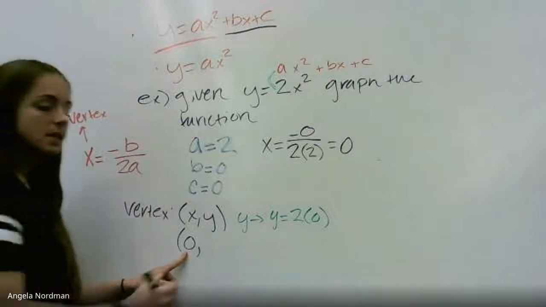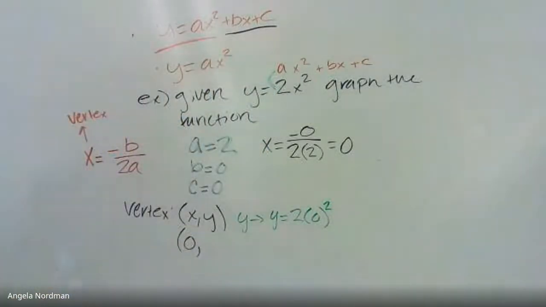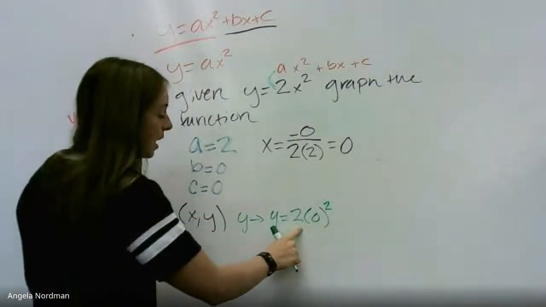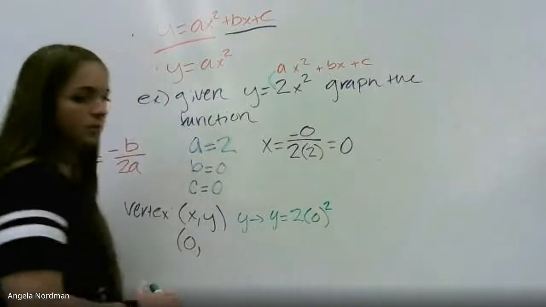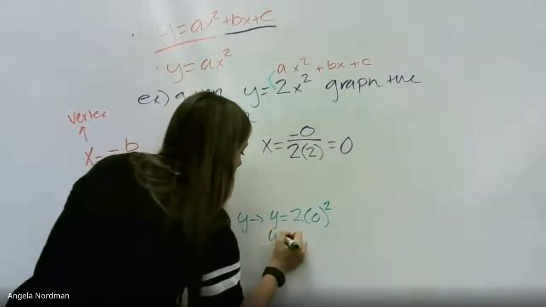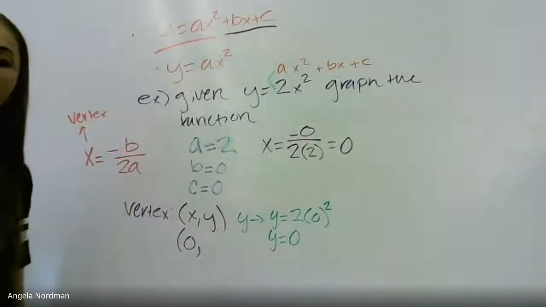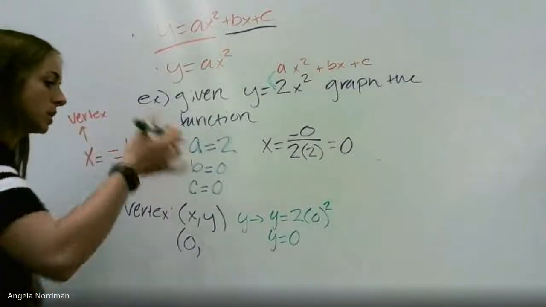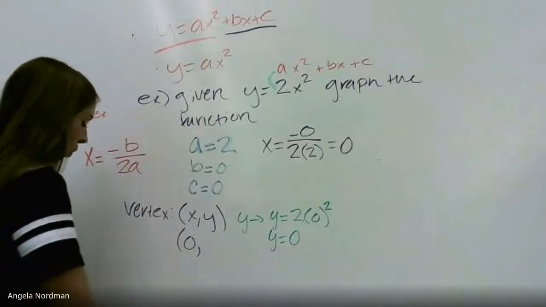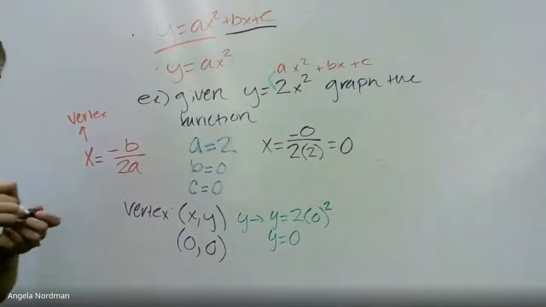So 2 times 0 squared. Now, if you know much of anything about math, okay, when we're taking 0 squared times 2, that's always going to bring me back to y equals 0, okay? 0 to any power will always be 0. 2 times 0 gives me 0. So my vertex coordinates are, in fact, (0, 0).